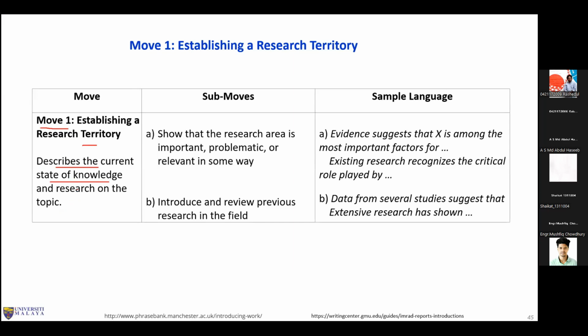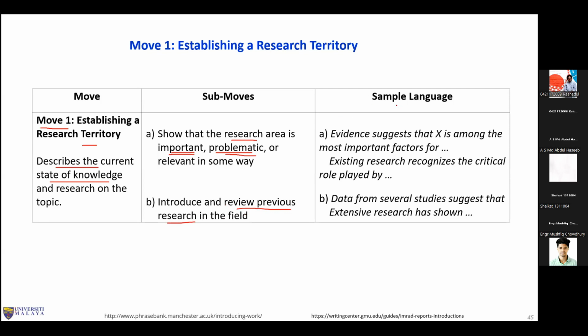And then under this main move, you can have sub moves. For instance, you show first that the research area is very important, but still there are some problems remaining in that research area. And you introduce some previous research results that are already available. So this way you create a territory, you create your own space there, that I have read and I have found out this.